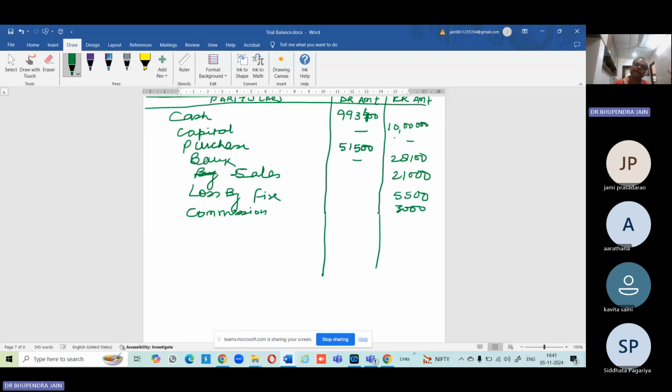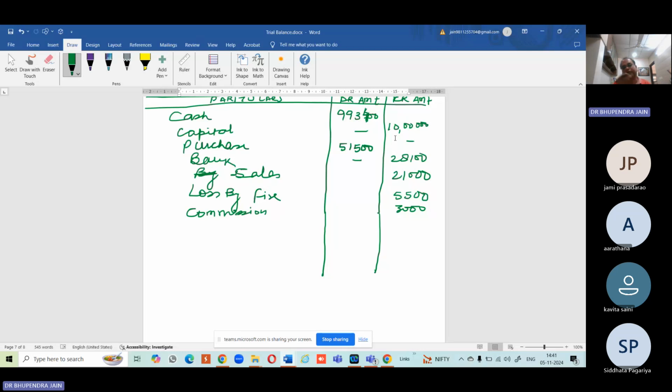If the commission is given on the credit side, that means this is the income. If the bank interest is given on the credit side, this is the income. If the bank interest is given on the debit side, this is the expenses. If the commission is given on the debit side, this is the expenses.